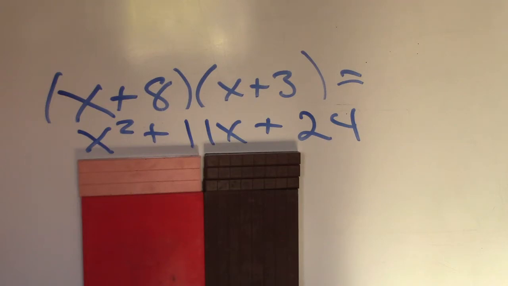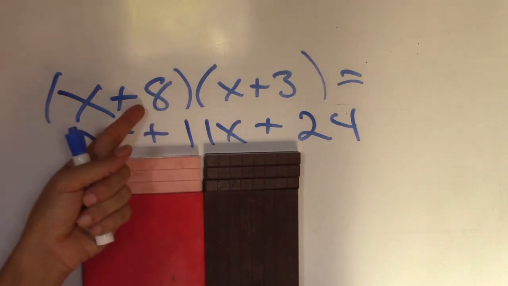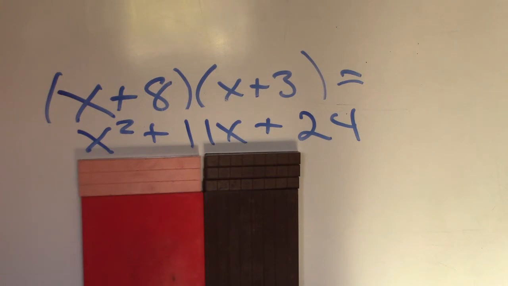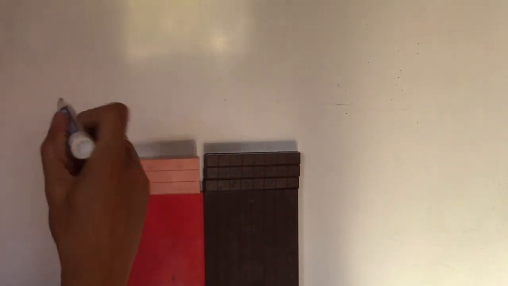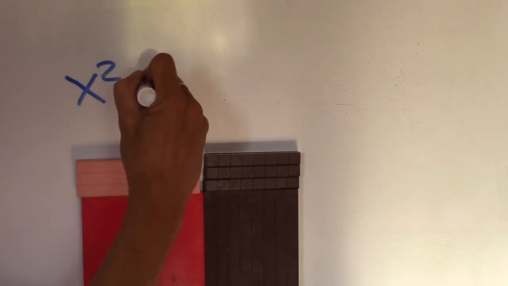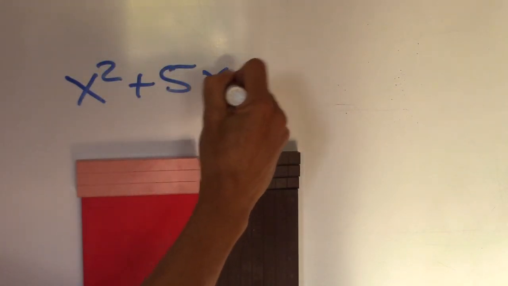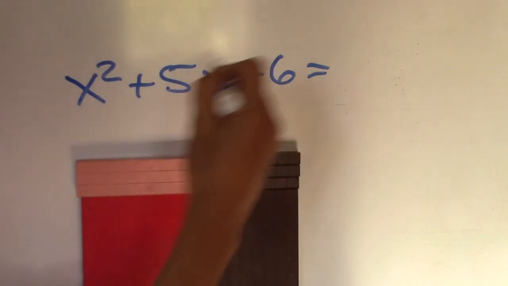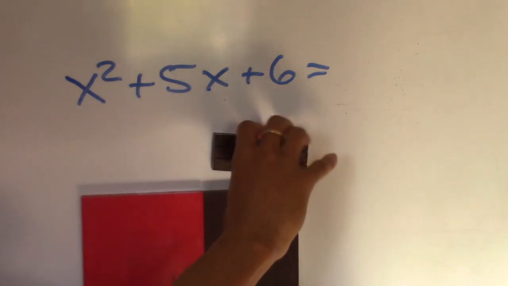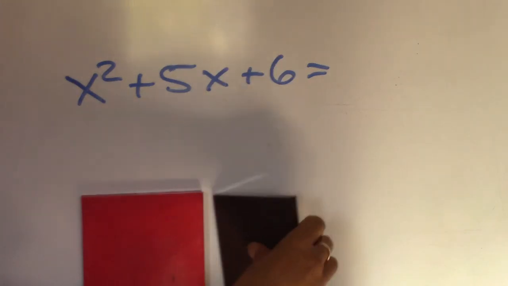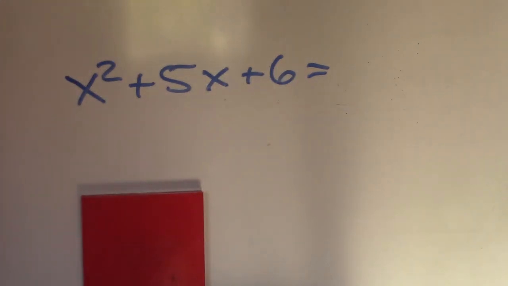Okay, now we're going to go the other way. I'm going to give you this, and you're going to give me that. Can you handle it? All right, but we're going to come way down, though. We're not going to get way up there. How about I just give you something like x squared plus 5x plus 6. Give me the factors. Okay. Put the child in a situation where they cannot fail.